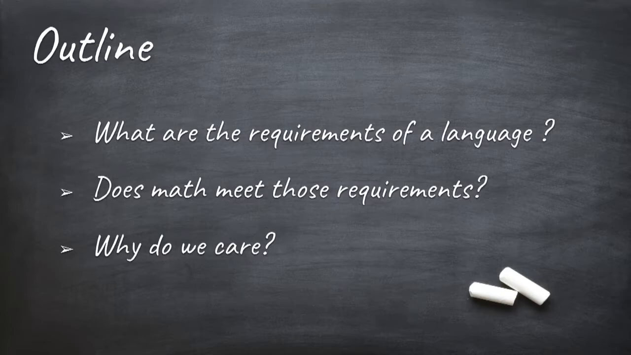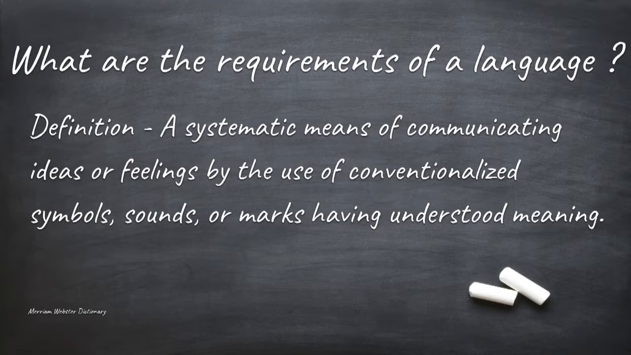So first, what are the requirements of a language? According to the Merriam-Webster dictionary, a language is a systematic means of communicating ideas or feelings by the use of conventionalized symbols, sounds, or marks having understood meaning. So from this definition, we can see that there are 3 requirements to a language. A language must be systematic, a language must contain symbols with understood meaning, and it must communicate ideas. So now the question is, does math fit these requirements?